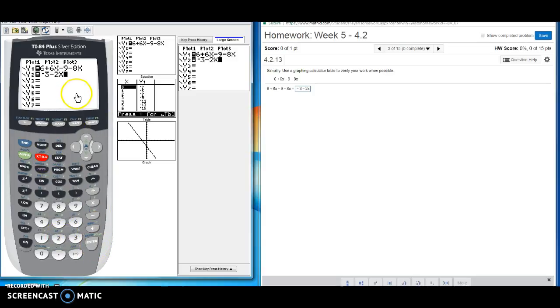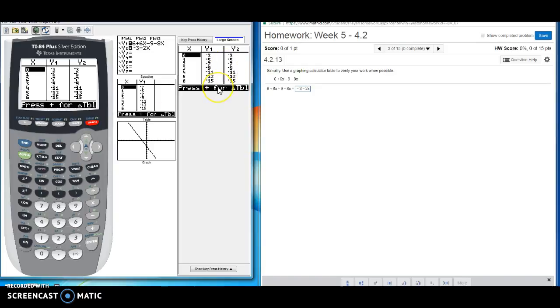And then I'm going to look at the table of those two values. So here's my table function. It's the blue words above graph, and so I need to hit the second function and graph, and I see this table of values. I notice that in both equations I get the same y value no matter what x value I put in, which means the two sides are equal, and I have verified my work with the graphing calculator.